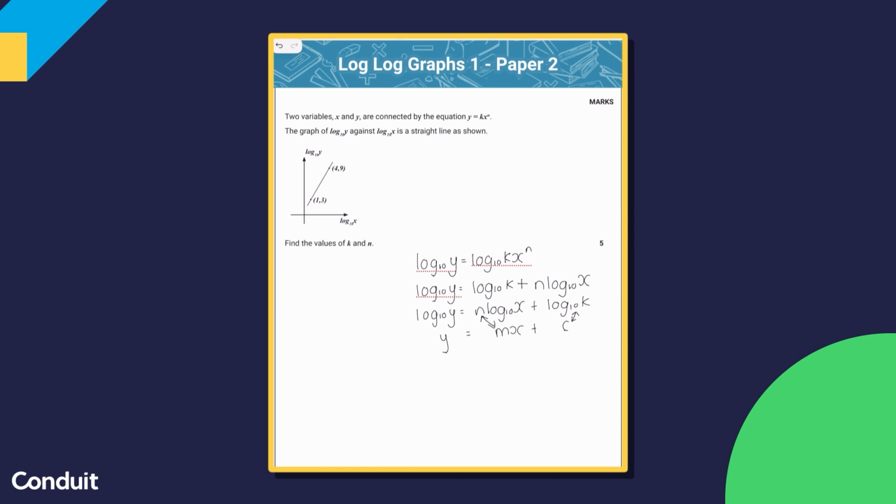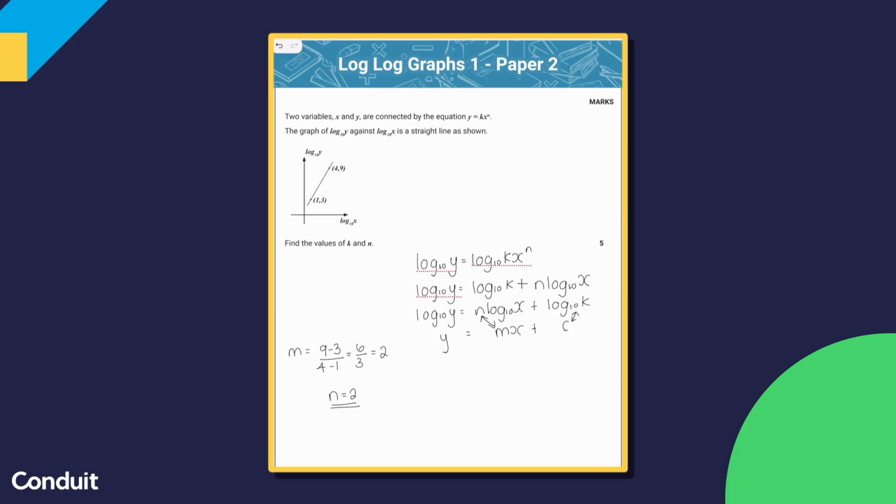So using the coordinates on the diagram, I'm going to calculate my gradient, which is going to be 9 minus 3 over 4 minus 1. Remember, it's always y coordinates subtracted on the top and x coordinates on the bottom. That simplifies to 6 over 3, which simplifies to 2. So that means that my n value is equal to 2.